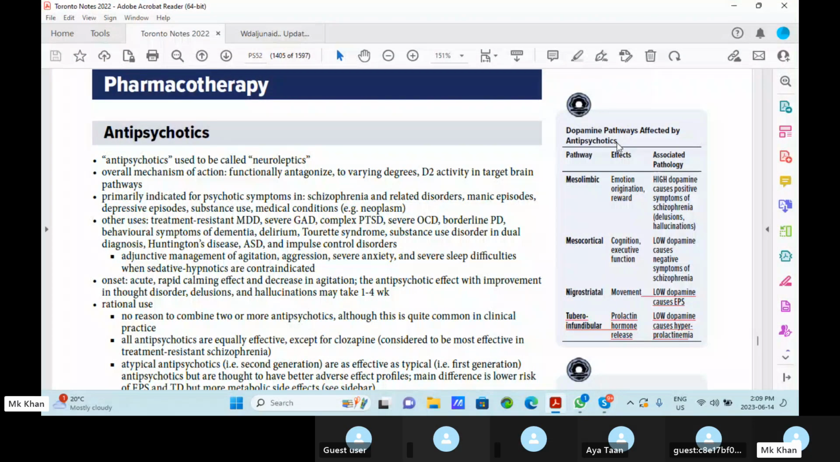So today we'll start with all the pharmacotherapy, like antipsychotics, antidepressants, and all those. These are very high yield: the side effects, how they are acting, and what the extra effects are. So we will try to cover all those today.